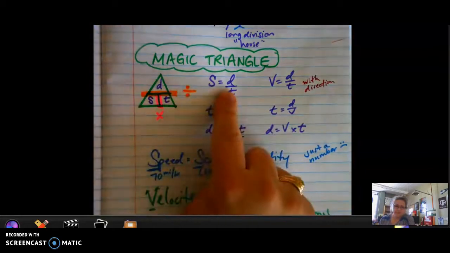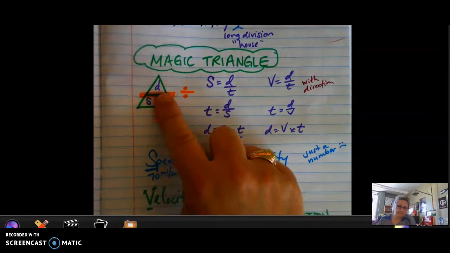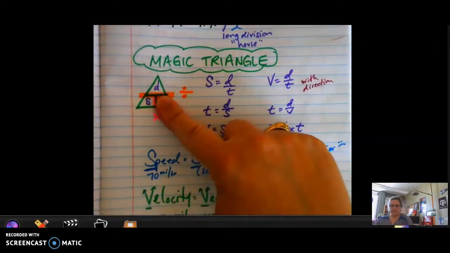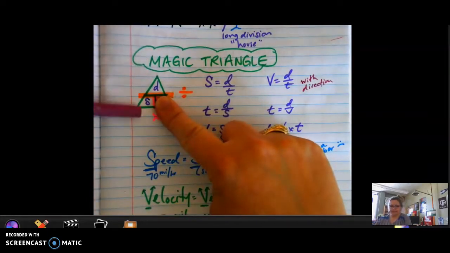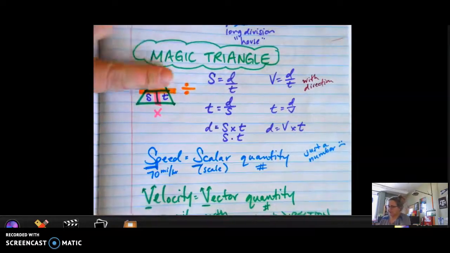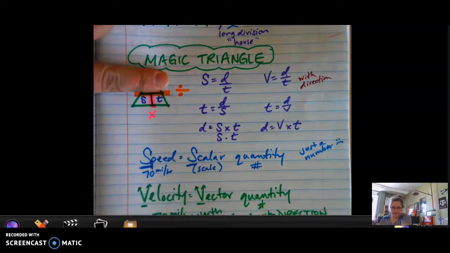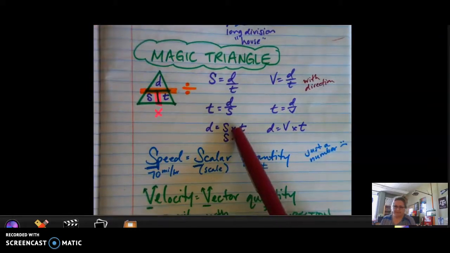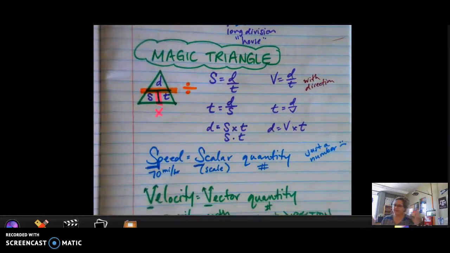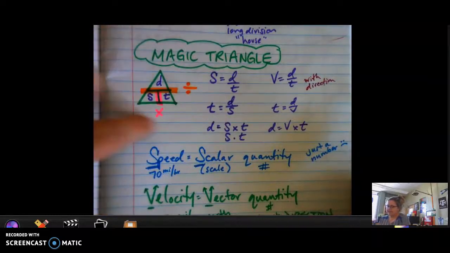So speed, we already knew this formula. But let's say the problem asks me for time. You cover up what you're looking for. If I'm looking for time, it's distance divided by speed. Isn't that handy? And there's my formula. Or if I'm looking for distance, distance is speed multiplied by time. It doesn't matter how you write it. Some people like to put the X, some people like to put the dot. It's all the same to me. But that's why I can use the magic triangle.